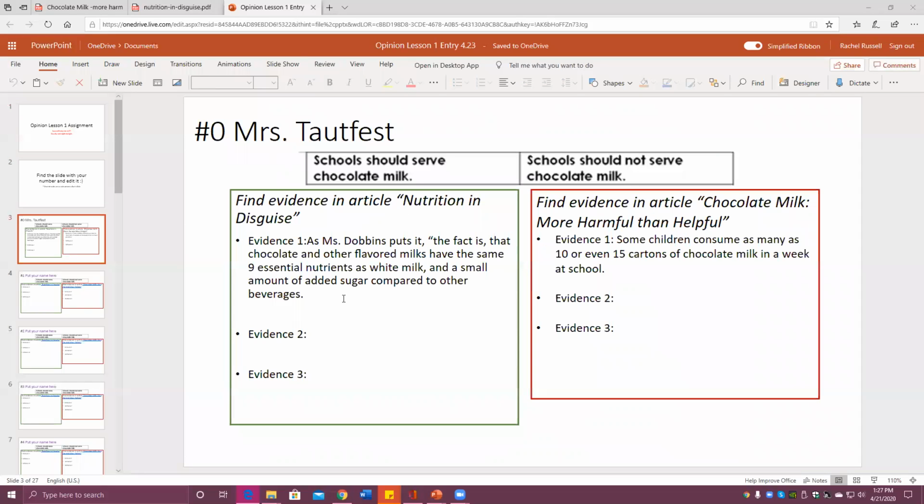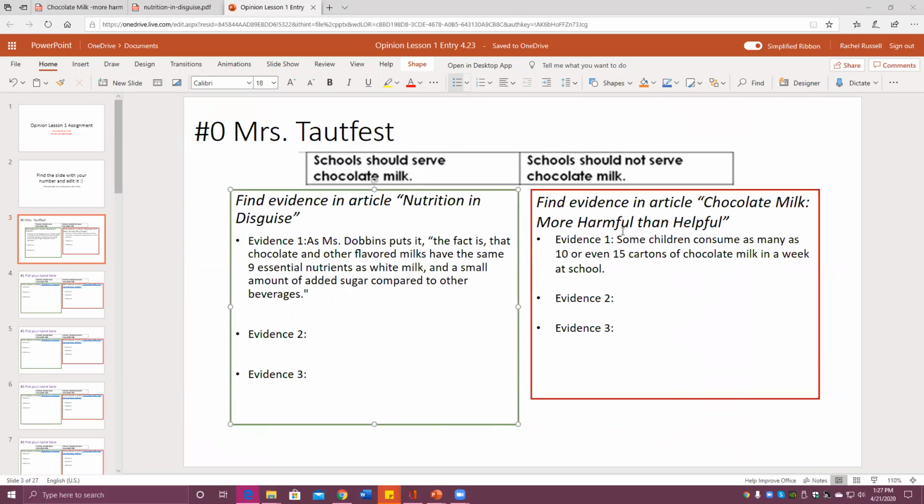So I looked at the article Nutrition in Disguise, and here's one piece of evidence that they think that chocolate milk should be served in school. As Miss Dobbins puts it, the fact is that chocolate and other flavored milks have the same 9 essential nutrients as white milk and a small amount of added sugar compared to other beverages. So that is my evidence that I found for why chocolate milk should be served in school.